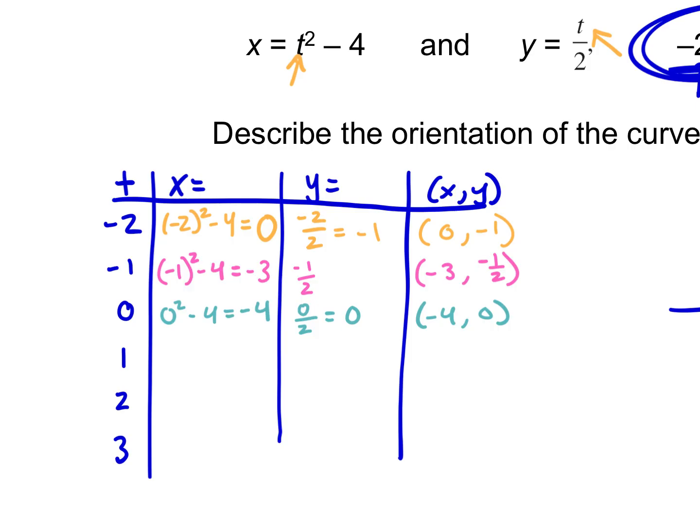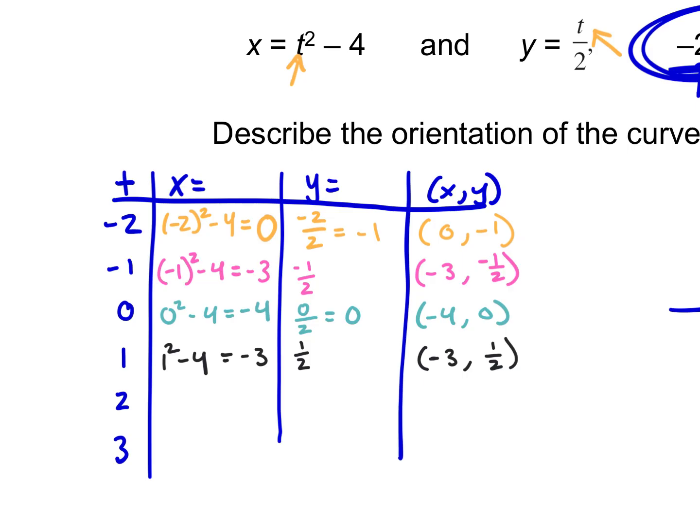Then we can plug in 1. So 1 squared minus 4 would be 1 minus 4. What's 1 minus 4? Negative 3. And then we have 1 over 2, which would just be 1/2. So our next point would be negative 3, comma, 1/2.